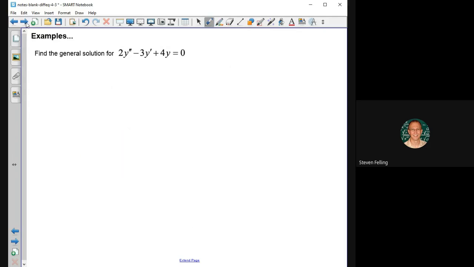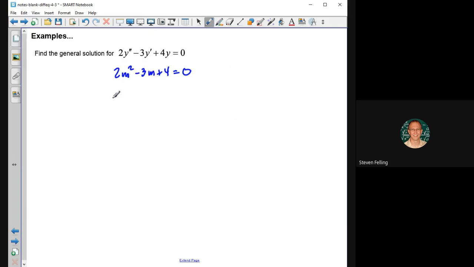Okay, let's look at another example. This one is a second order differential equation again. Let's see, it's linear, it's homogeneous. We have constant terms, we're good to go. So let's make an auxiliary equation: 2m squared minus 3m plus 4 equals 0. Okay, you can try to factor this, but there's no factorization that works involving integers.